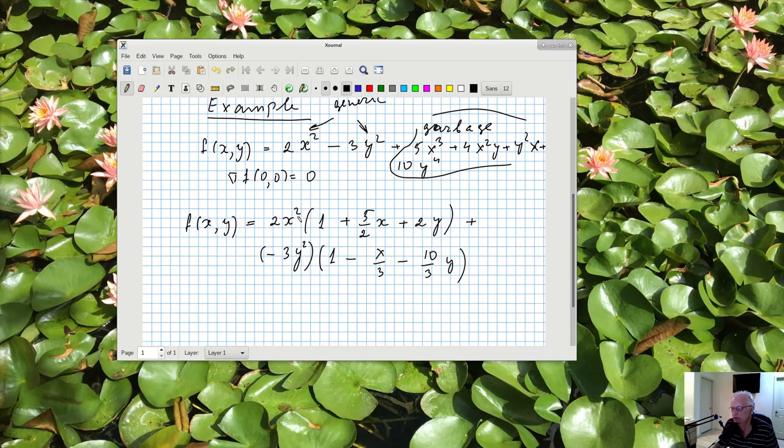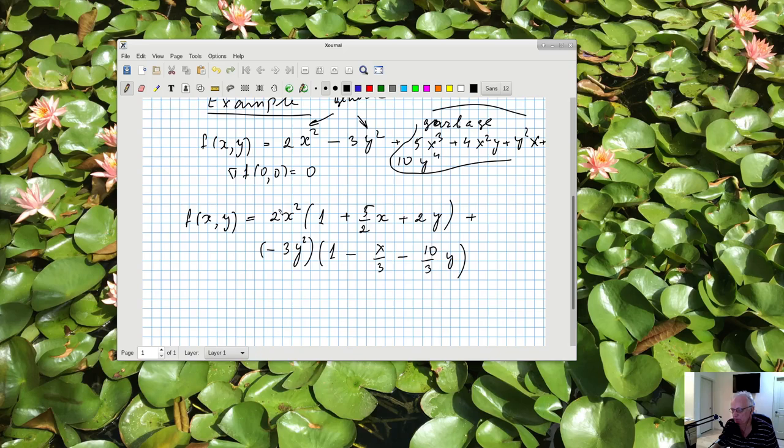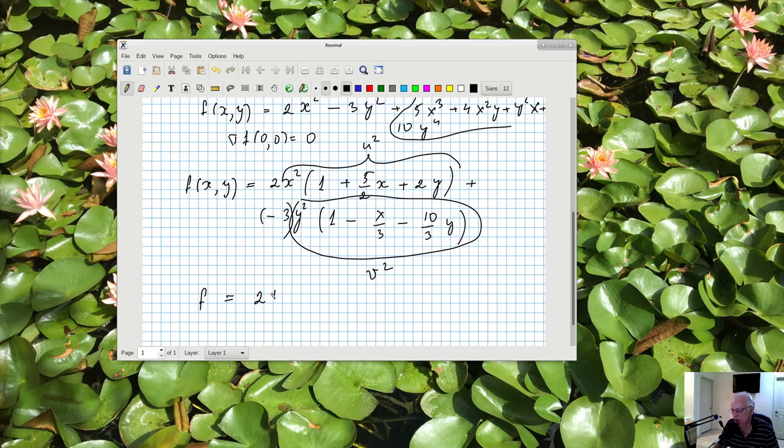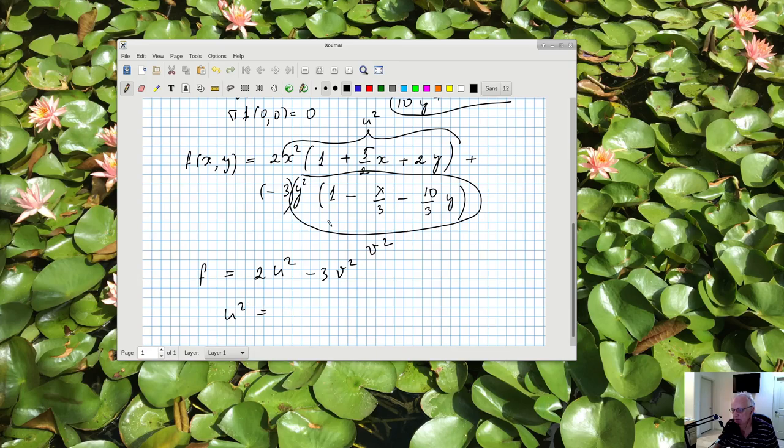Now, finally, I will create this Morse change of variables. I call this one u squared, and I will call that one. So let me just put this parenthesis outside so that it won't look awkward. I'll put it here. And I'll create this one v squared. Then after this change of variables, my function becomes 2u squared minus 3v squared. And let's look at the change of variables. U squared is this part.